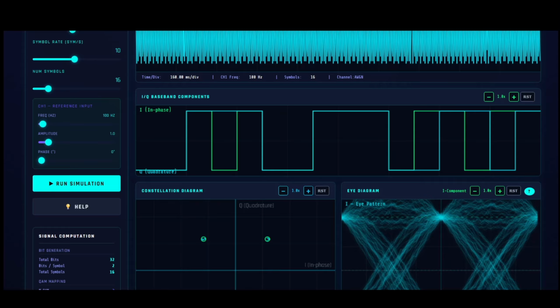These are the digital amplitude levels that represent symbol mapping. The I component multiplies with the cosine carrier and the Q component multiplies with the sine carrier. Together they form the QAM final output signal. Each change in I and Q levels corresponds to a different constellation point. This clearly shows how both amplitude and phase are varied in QAM.